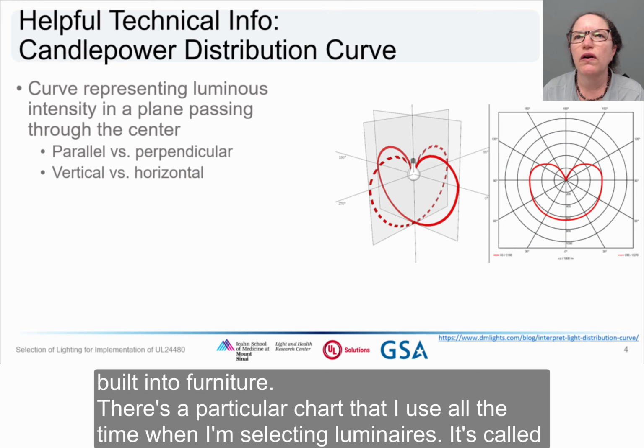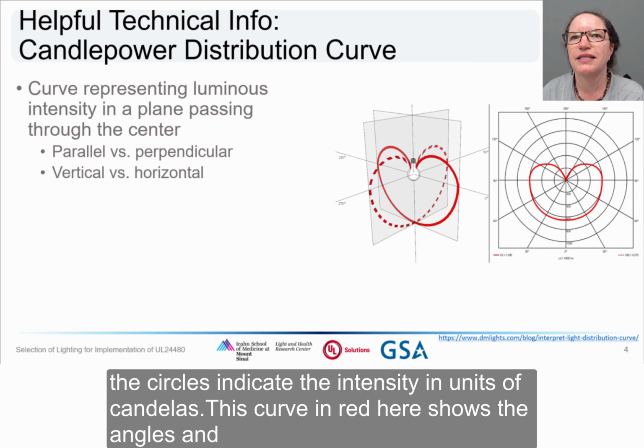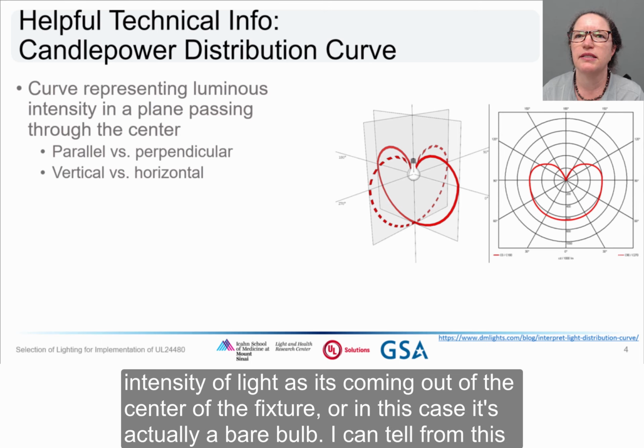There's a particular chart that I use all the time when I'm selecting luminaires. It's called the candle power distribution curve. This is a polar plot with lines radiating out from a center. The lines refer to angles of light, and the circles indicate the intensity in units of candelas. This curve in red here shows the angles and intensity of light as it's coming out of the center of the fixture, or in this case, it's actually a bare bulb.